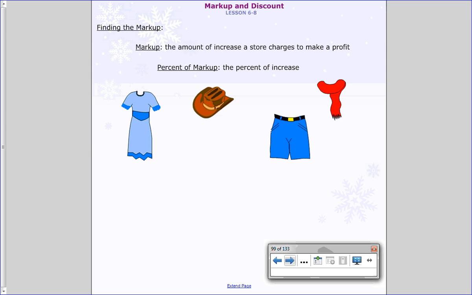All right, as we know, there's stores out there. There's clothing stores, there's grocery stores, whatever. And their whole goal is to make money. So they're going to buy an item. They might buy this brown hat for so much. But they can't sell it for that same price because then they'll never make money. So they increase the cost. So they mark it up or do a markup. And that extra is the profit they make. So when we talk about percent of markup, that's the percent of increase.